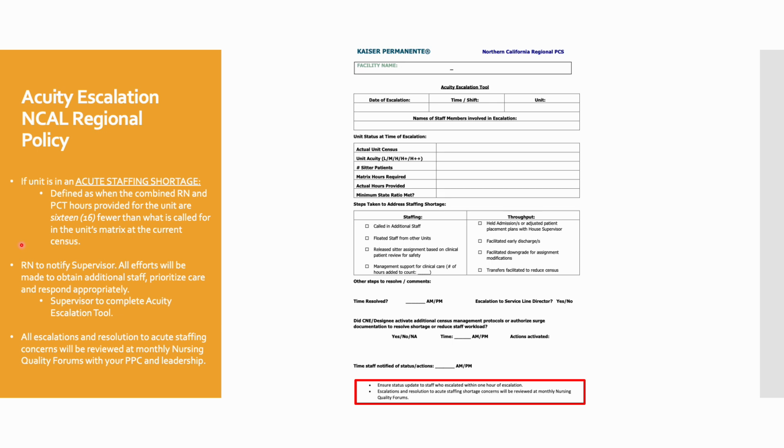Check out the policy tech, review this regional policy. You will see that the last page of this policy is this acuity escalation tool. Management need to show all efforts they made in staffing, in throughput to resolve the acute staffing shortage. I want to point out this bottom section of the tool. 1, ensure status update to staff who escalated within 1 hour of escalation. And 2, escalations and resolution to acute staffing shortage concerns will be reviewed at monthly nursing quality forums.